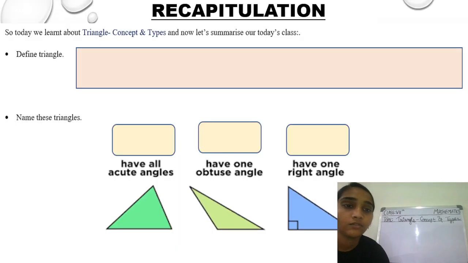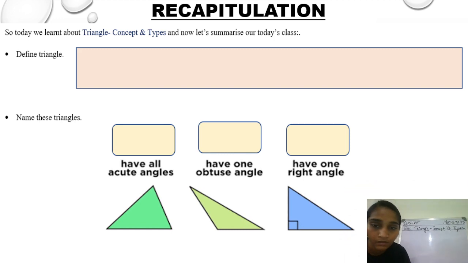So, students, today we have learnt about the triangle, its concept, and the various types. Let us summarize our class. What is a triangle, students? Yes, a triangle is a closed figure which has three sides, three vertices and three angles. Now you have to name these triangles. The first one has all acute angles. Very good, acute angle triangle. And which one has one obtuse angle? Yes, it is the obtuse angle triangle.